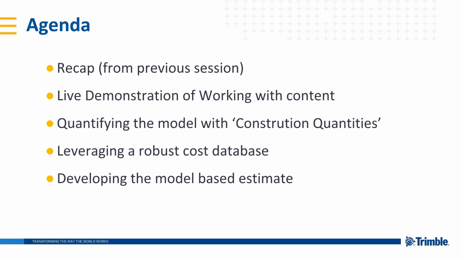Then we'll look at how we leverage a robust cost database. Vico Office has the ability to reference many databases, so today we'll be referencing into our substructure. We're going to do a substructure estimate. And then we will develop the estimate and fill it out and actually do some variance reports. We have 3 different versions of the same model that we're going to review, and then we're going to see what the difference is and what changed.